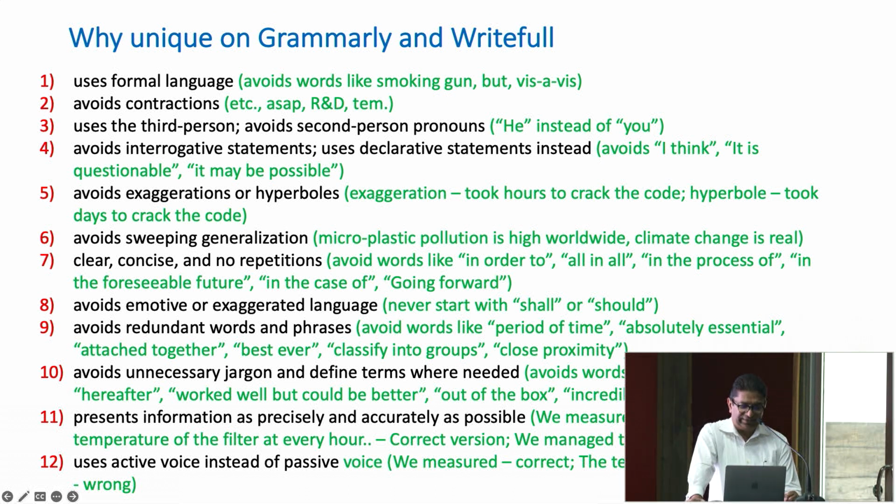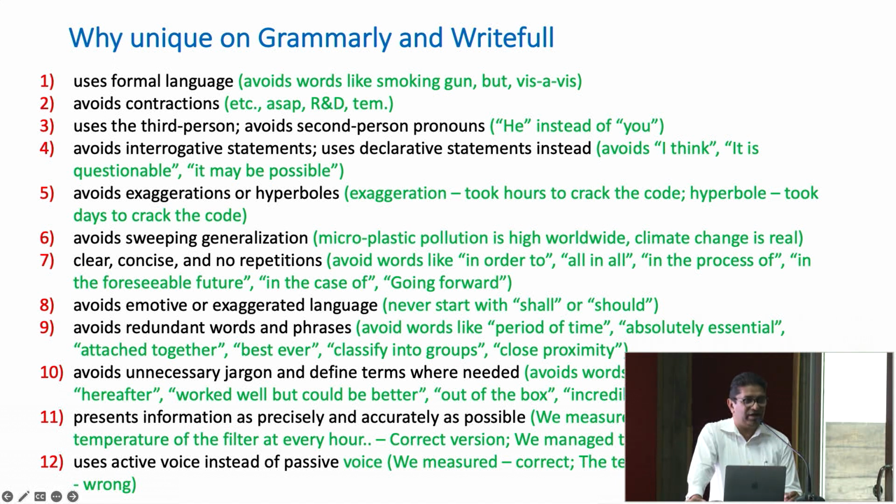Avoid words like "in order to." You never write "in order to." Always it is "to." Right? Instead of "in order to," you must write "to." "All in all," not. "In the process of," no. "In the foreseeable future," no. "In the case of," no. "Going forward," no. But all of them are acceptable in other writings.